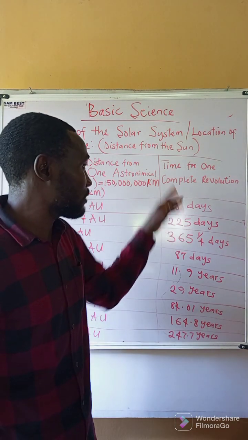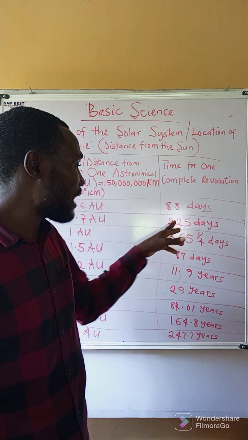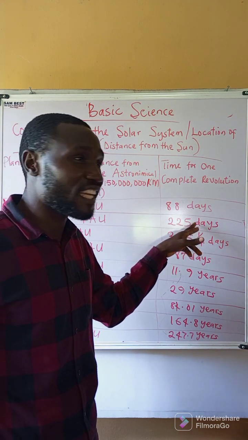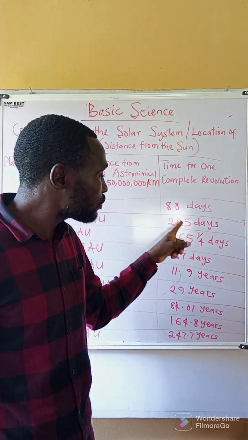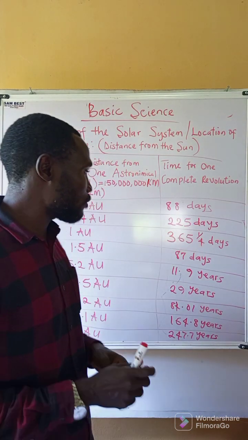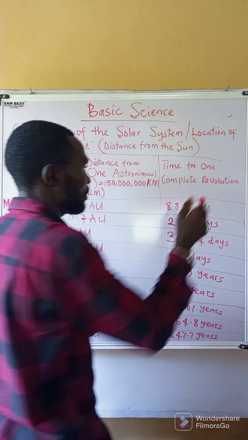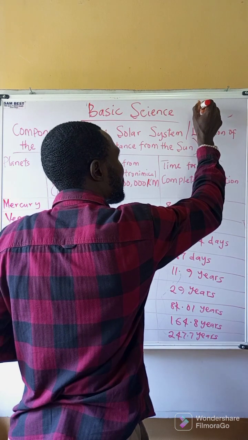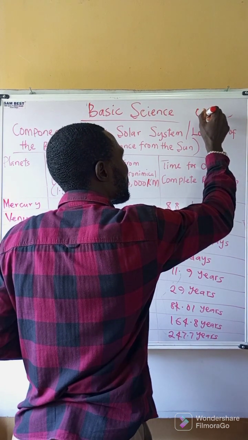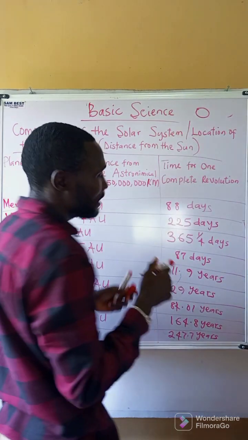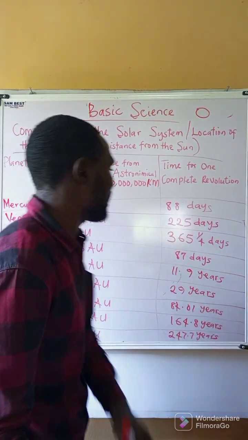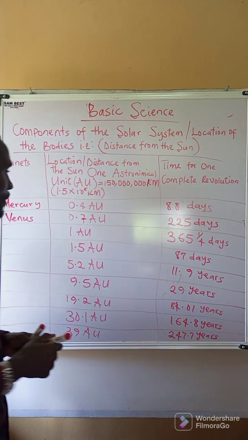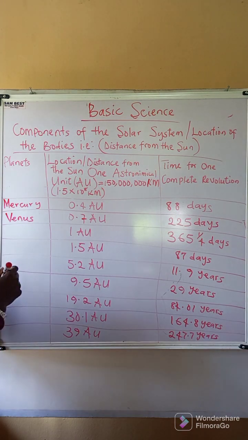And how many days does it take to complete one revolution? It takes 225 days. Could you just imagine? 225 days. That's a long period of time before it completes one revolution. Like I said earlier, from this spot, before it rotates back to that same spot, it takes 225 days. Okay, do you understand?